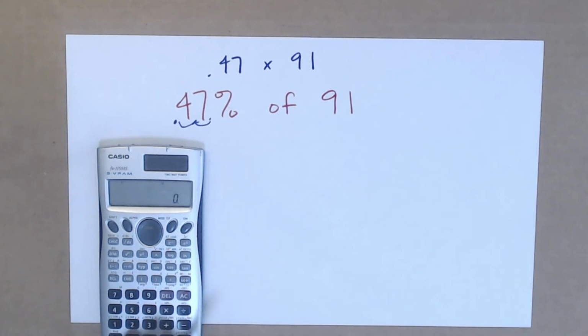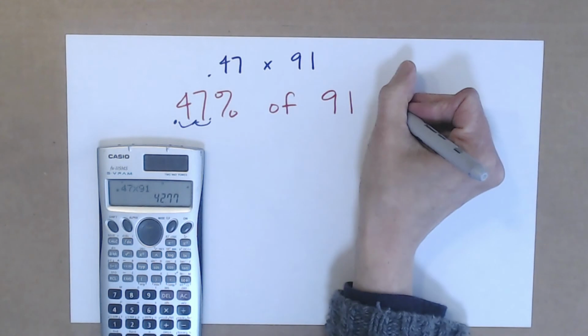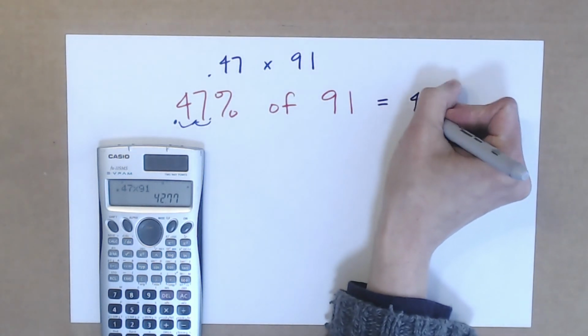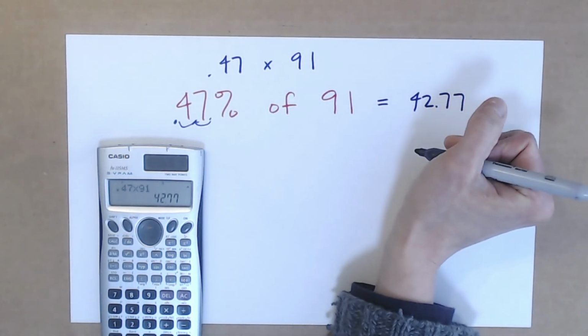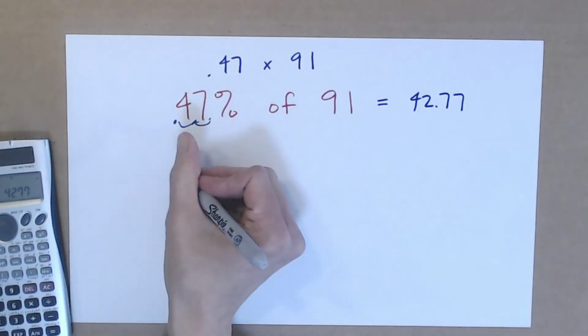Whoops, I think I entered something wrong. 0.47 times 91 equals 42.77.